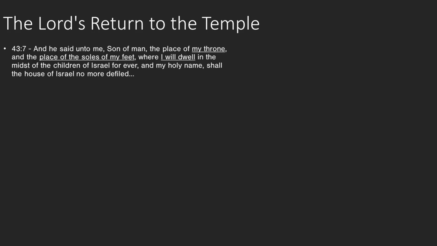If there's one thing you do not want to miss when you read this part of Ezekiel's book, it is this verse right here. The thing that is being communicated is the most important message in our Bible. Ezekiel 43, verse 7: "And he said unto me, Son of man, the place of my throne and the place of the soles of my feet, where I will dwell in the midst of the children of Israel forever, and my holy name shall the house of Israel no more defile, neither they nor their kings by their whoredom, nor by the carcasses of their kings in their high places."